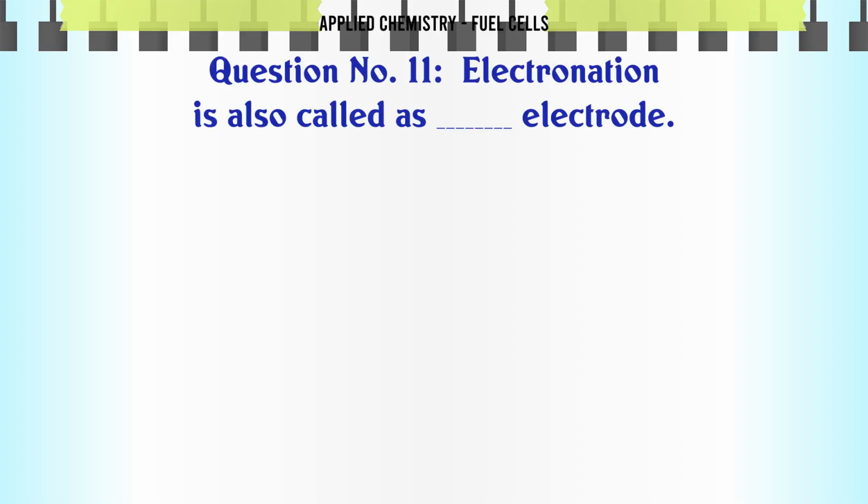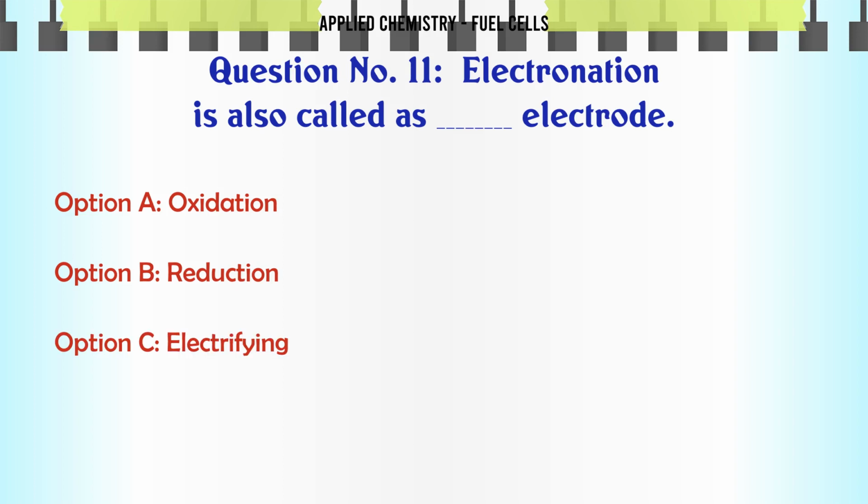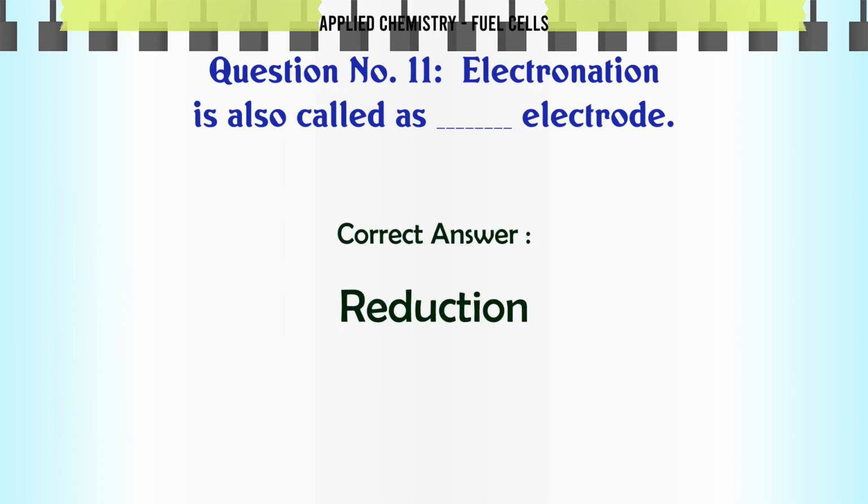Electronation is also called as A. Oxidation. B. Reduction. C. Electrifying. D. Electrochemical cell. The correct answer is reduction.